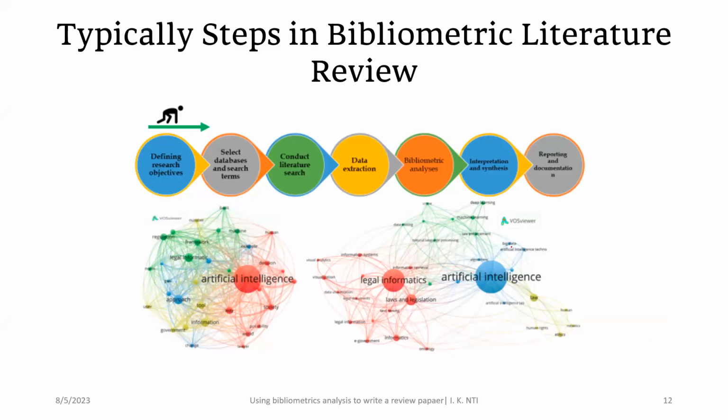So let's see the steps involved. So let's get our hands on deck. There are 7 steps here. The first one is to define your research objective, then select a database, conduct a literature search, data extraction, bibliometric analysis, interpretation and synthesis, and then reporting and documentation.